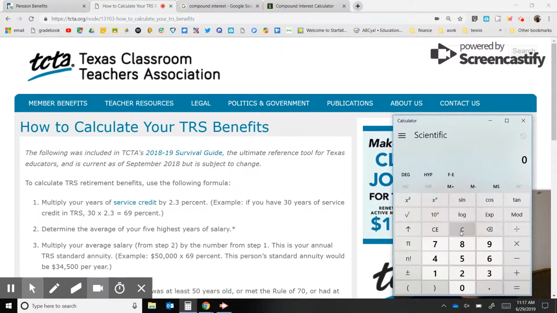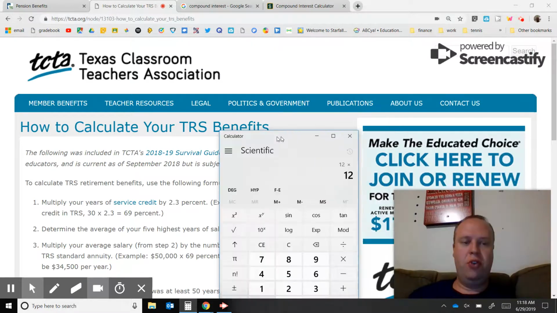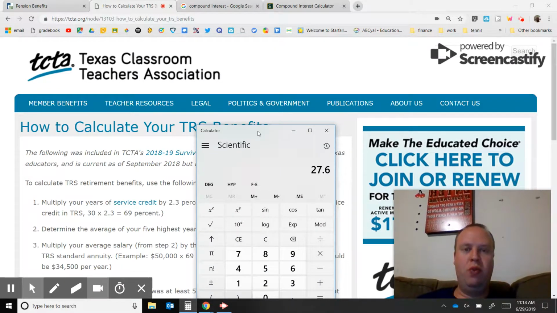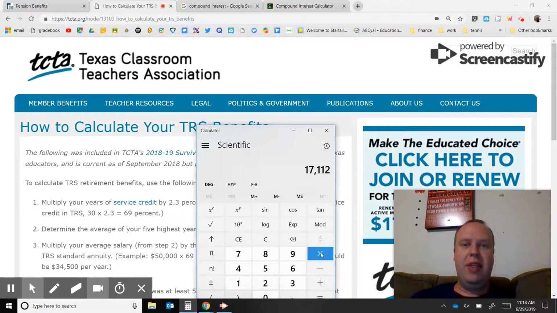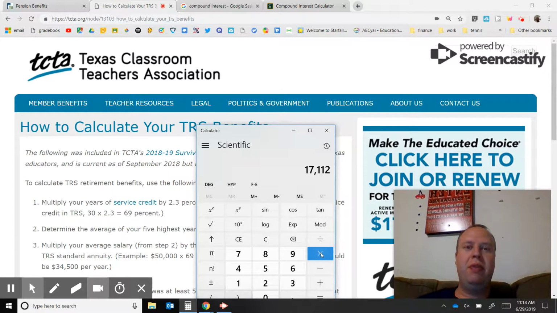Currently, I am a teacher in Texas, and I have 12 years of service. You just do 12 times 2.3%, and I have 27.6%. That is the percent of income I will make of the last 5 years' salary. My last 5 years' salary is approximately $62,000. Times that by 0.276, that was the years of service that I have, and I have $17,112. That is how much money I will be getting from TRS if I stopped working now and went to retirement at 65.